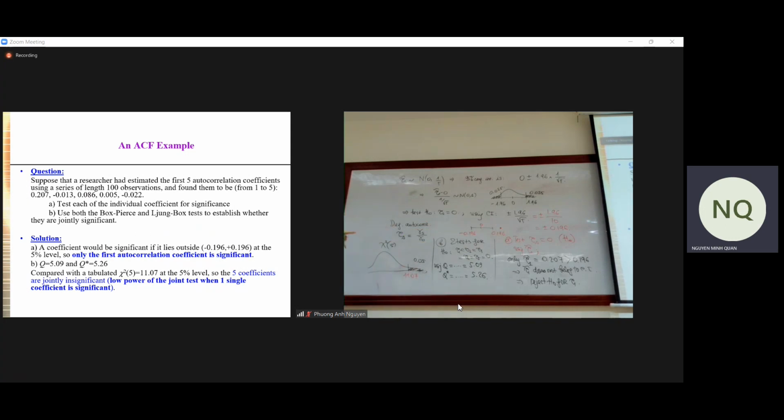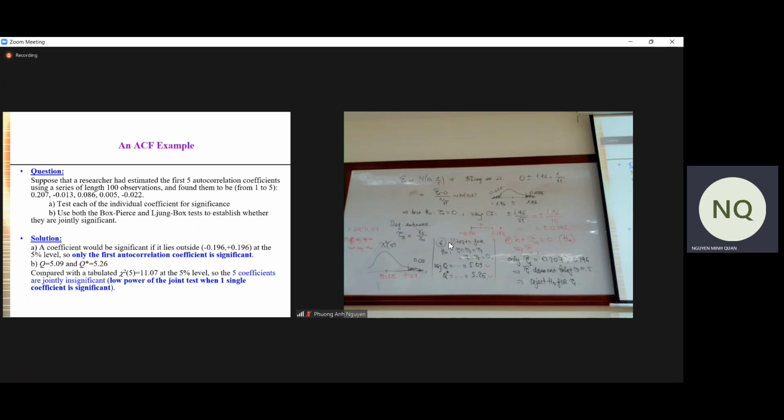But your test statistic, you can use either. For example, the second one is better. 5.26 test statistic is here. So what is the conclusion? The test statistic does not belong to the rejection region. Why? Because 5.26 is smaller than 11.07. What does it mean? Not reject.